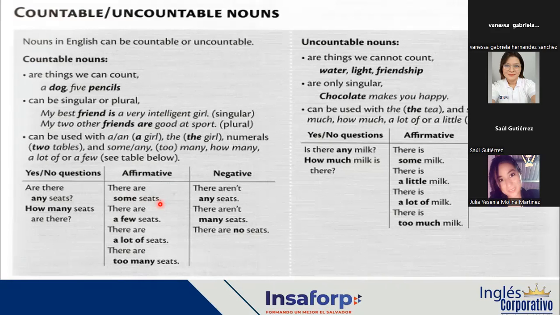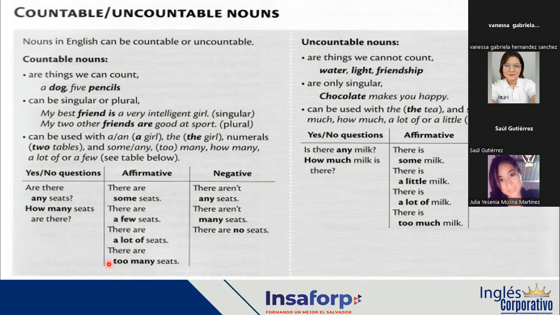No, it's not. So there are a few seats, unos pocos. If I say there are a lot of seats, hay suficientes o muchos asientos. Hay muchos asientos. What if I say there are too many seats? Algunos asientos. Muchos. Demasiados asientos. Ok. So, si se fijan, cualquiera podría confundirse entre ellos porque tienen similitudes.